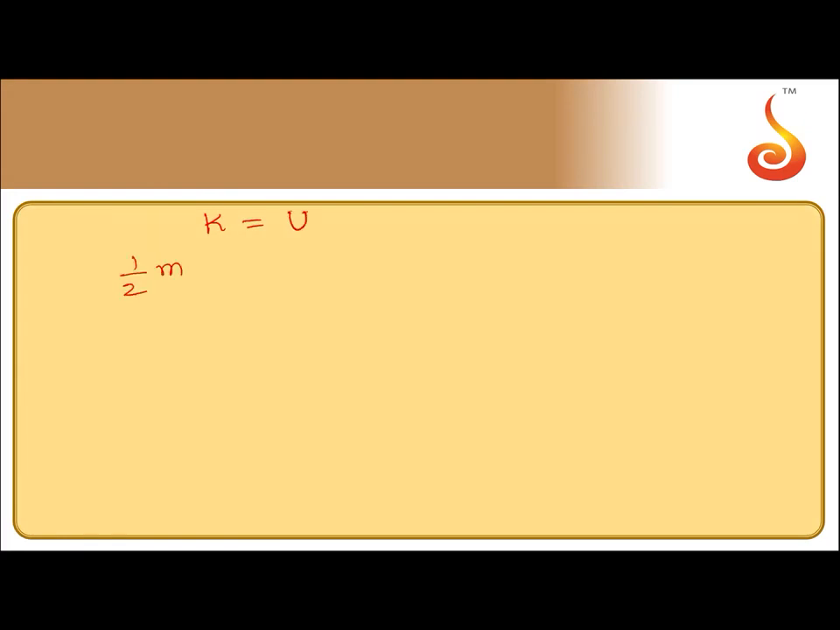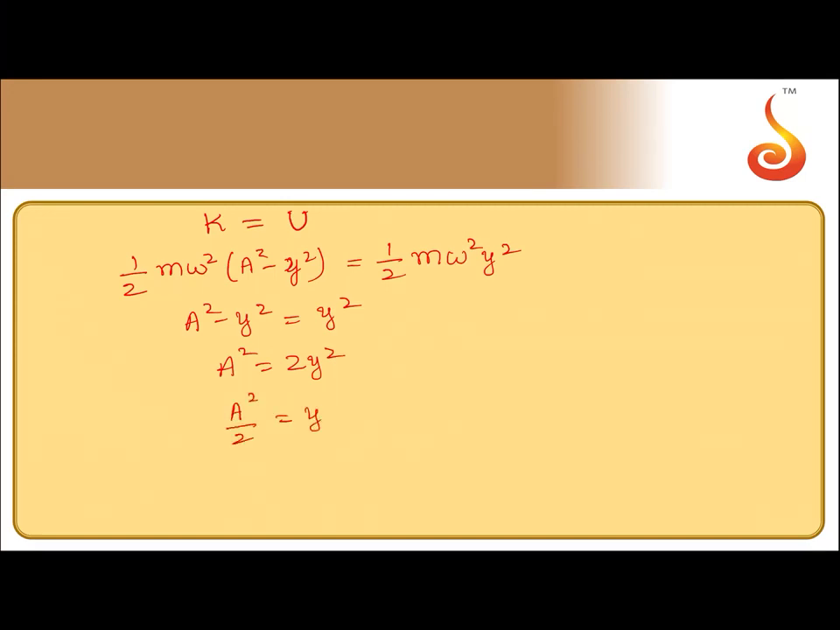So kinetic energy should be equal to potential energy. Kinetic energy is given by half m omega square into a square minus x square, or y square. That should be equal to potential energy, half m omega square y square. So half m omega square gets cancelled throughout. So a square minus y square should be equal to y square. A square is equal to 2y square. A square by 2 is equal to y square. Y is equal to plus or minus a by root 2.